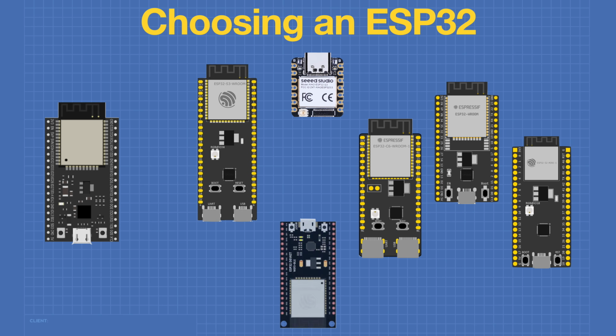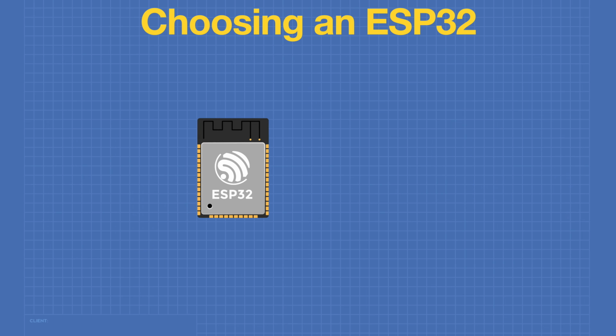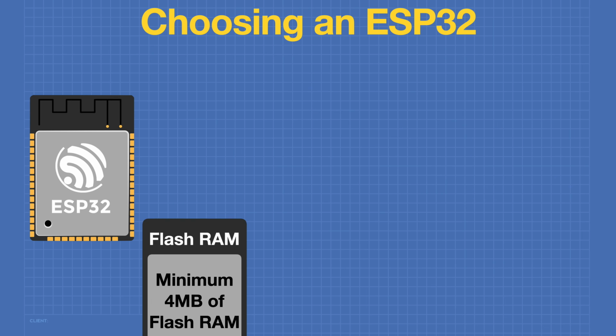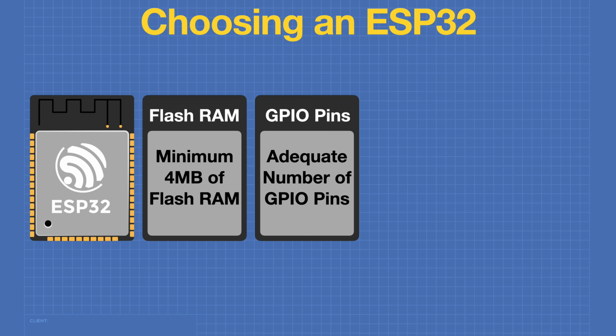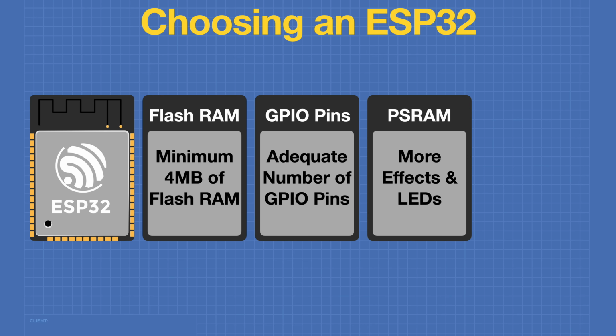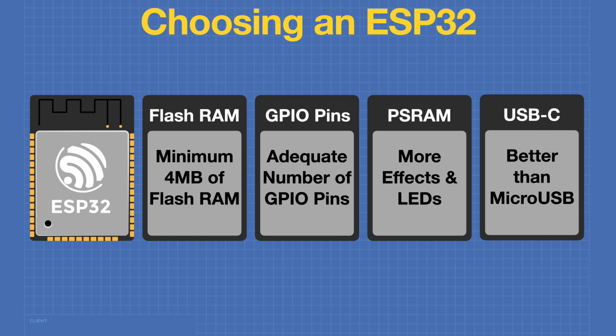When choosing an ESP32 for use with WLED, there are certain criteria you're going to want to take a look at. You'll want to see how much flash RAM your processor has. It requires a minimum of 4 megabytes, and most ESP32s will satisfy this, but more flash RAM can allow for additional effects and more LEDs. If you're driving multiple strings with WLED or using some additional effects, you'll want an adequate number of GPIO pins. Not all ESP32s have pseudostatic or PSRAM, but those that do can have more effects and drive more LEDs. You'll also want to look for an ESP32 that uses a USB-C port. It's better than micro USB, which is just about obsolete now.